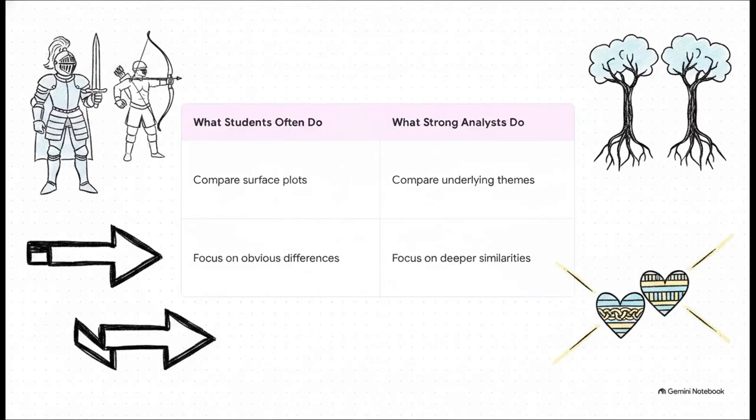So there is a massive difference in how everyday students and strong analysts approach reading. It's super common for students to just compare surface plots, right? They'll write entire essays just pointing out the obvious, like how one story has knights and the other has archers. But strong analysts compare the underlying themes. They focus on the deeper similarities because they recognize that while the cultural traditions shaping the story are unique, the actual human value being celebrated is completely identical.